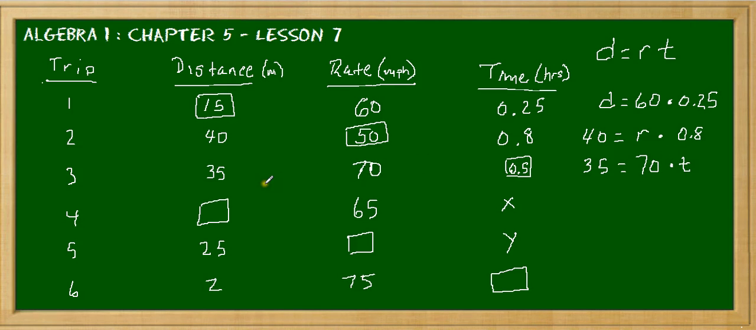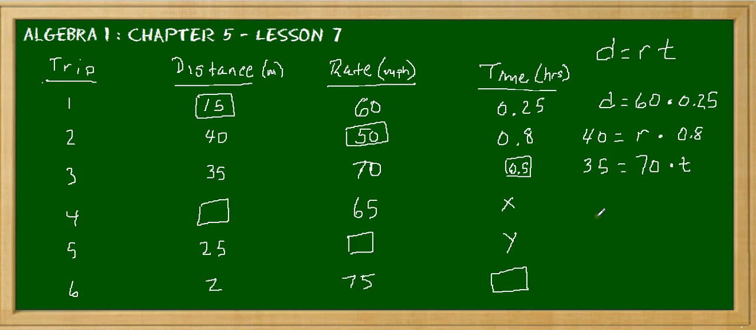And again, he traveled 35 miles at a rate of 70 miles per hour. Well, if he would have gone a full hour, he would have gone 70 miles, right? But he only went 35 miles, which means, since it's half the distance, he went half the time, which would have been half an hour.